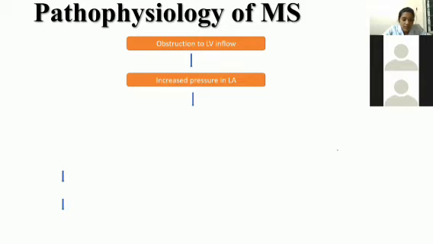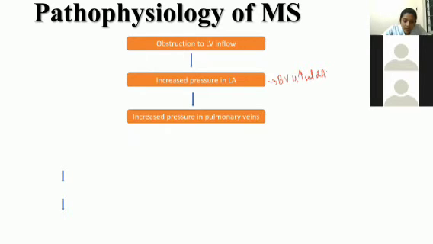So what will happen? The blood volume inside the left atrium will be increased. Why? Because the blood is not adequately going to the left ventricle. So there will be increased pressure in the left atrium, and that will lead to increased pressure in the pulmonary veins.